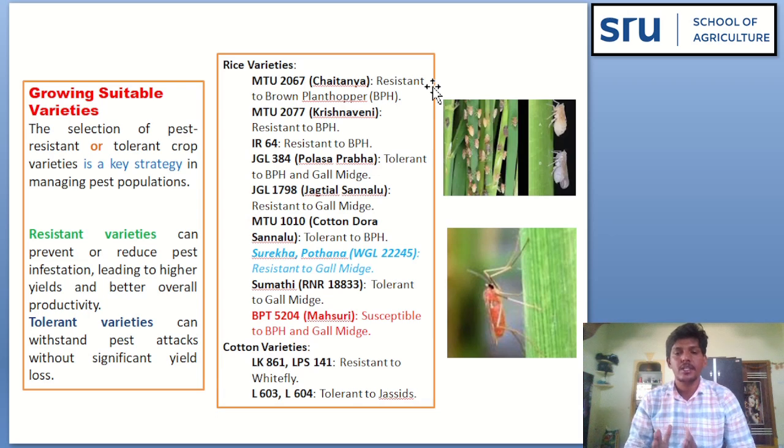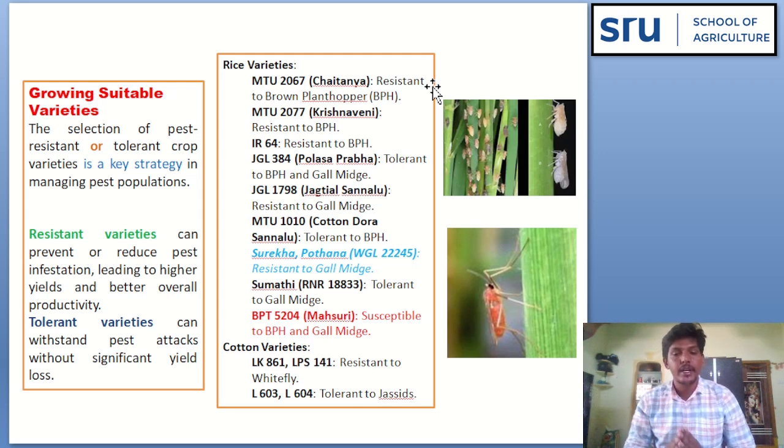JGL 1798 Jagityal Sannalu is resistant to gall midges. MTU 1010 Cotton Dora Sannalu is tolerant to BPH. Surekha, Pothana, Warangal WGL 2245 is resistant to gall midge. Sumati, RNR Rajendranagar 18833 is tolerant to gall midge. BPT Bapatla 5204, that is Masuri, is susceptible to the BPH and gall midge.